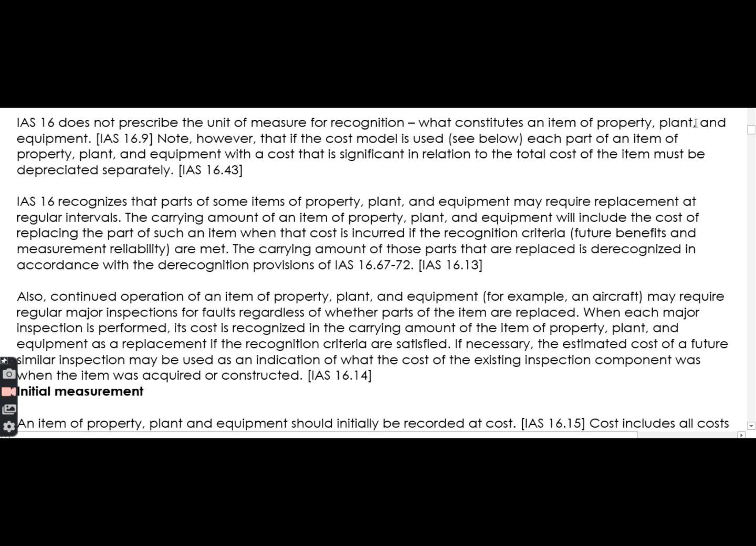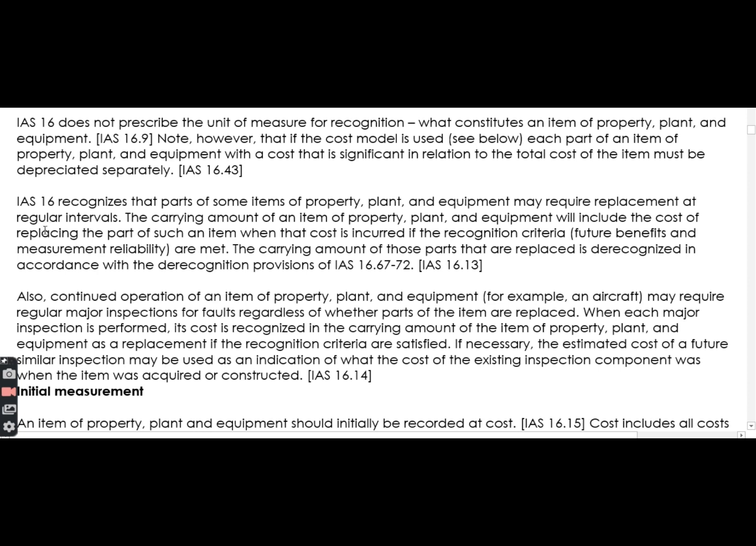Meaning what constitutes an item of property, plant, and equipment. However, it provides us a detail or data as to the cost model, and what are the significant costs that may be related to the capitalization of these items to property, plant, and equipment.